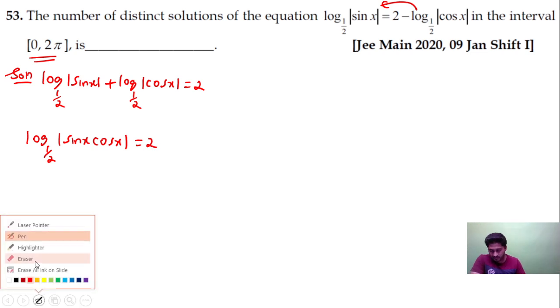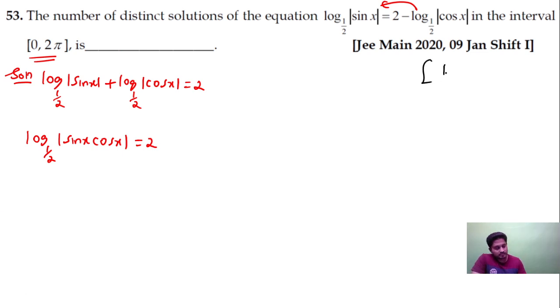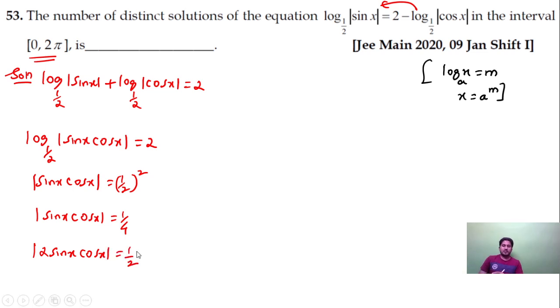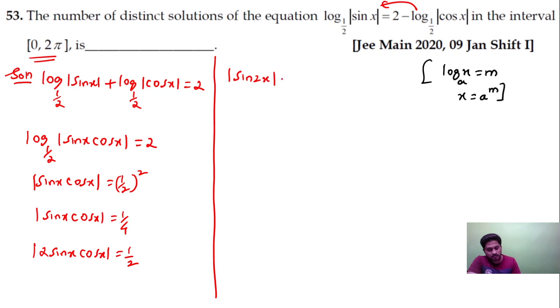Now suppose log x to the base a is equal to m, you can write x is equal to a power m. So log of mod of sin x cos x to the base half should be written as modulus of sin x cos x is equal to 1 by 2 whole square. So this is modulus of sin x into cos x is equal to 1 upon 4. I can write this as 2 sin x cos x is equal to 1 by 2. I keep the 1 by 2 as it is, and cross multiply another 2. 2 sin theta cos theta is sin 2 theta. So the modulus of sin 2x is equal to half.